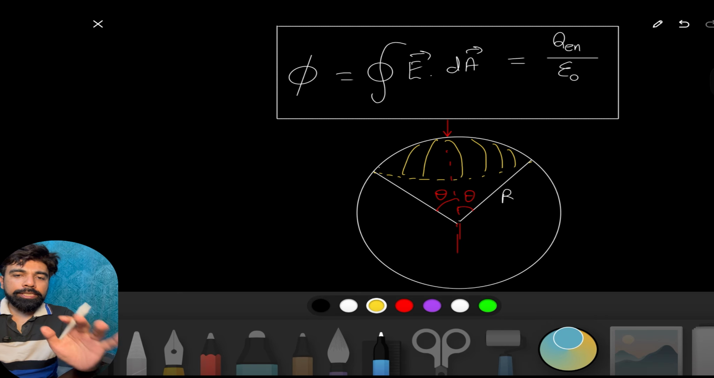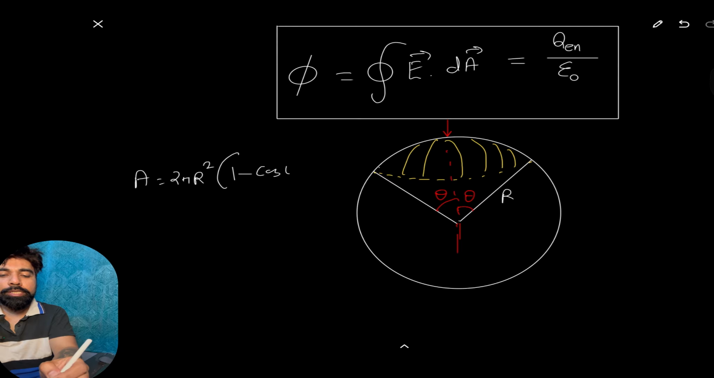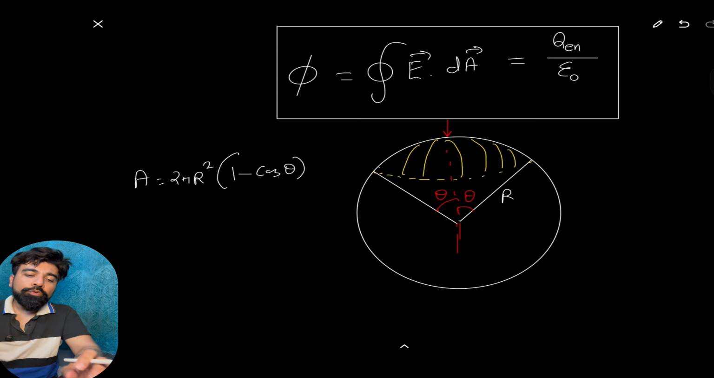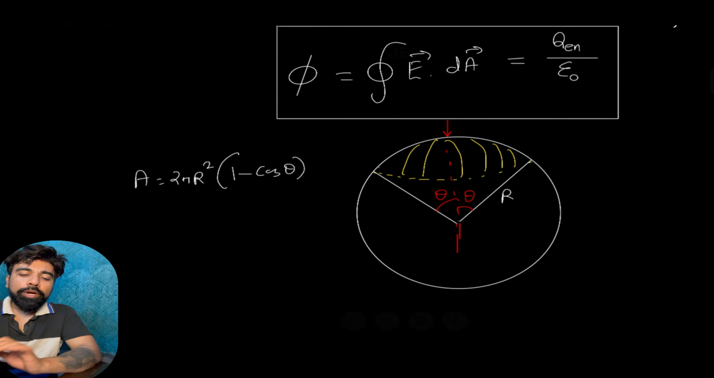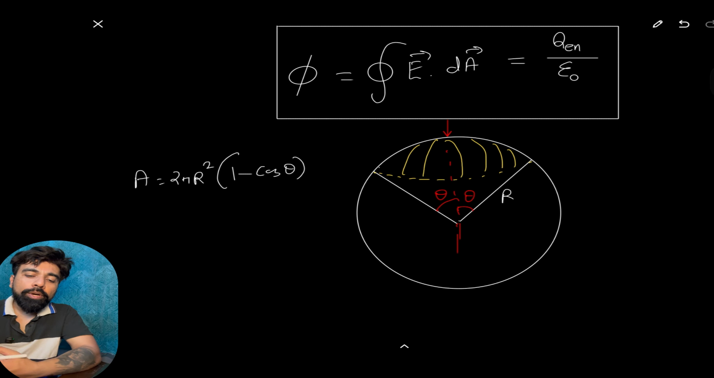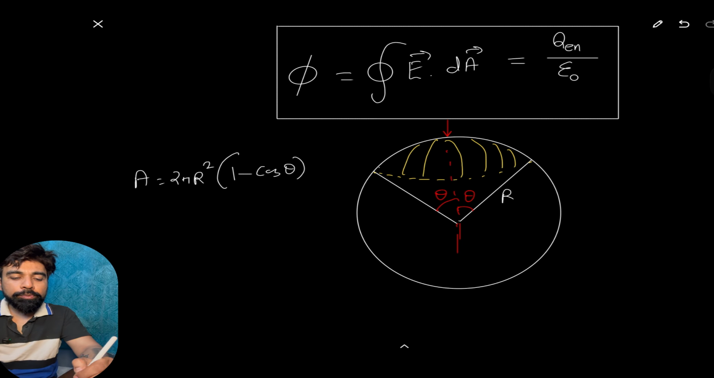What is the area of this spherical arc? The theory says that the area of this spherical arc is equal to 2 pi capital R square into 1 minus cos theta. Now before we jump into the solution of this problem, what you need to know is the flux value passing through that curved surface. Suppose I keep a charge capital Q at the center, what will be the total flux through the sphere? The answer is Q by epsilon naught.